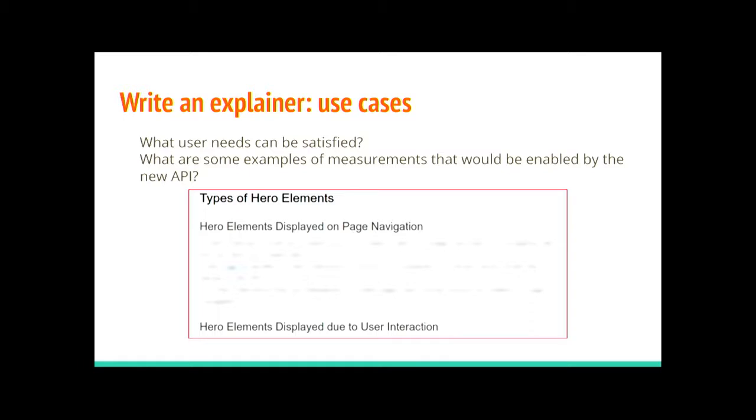And the other use case, a little more tricky but still applicable to this, is to measure the time it takes for hero elements that are caused by user interaction. So for example, you can click on something that causes a new giant image to appear on your web page. Of course, in this case, it doesn't make sense to compute the delta with respect to page navigation because it depends on when the user interaction occurred.